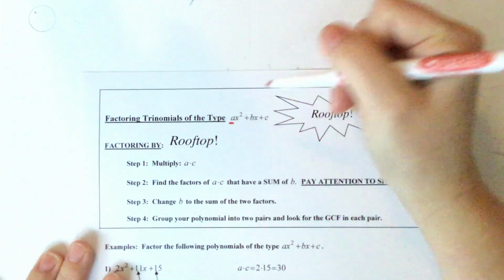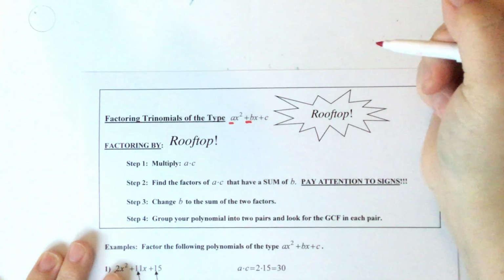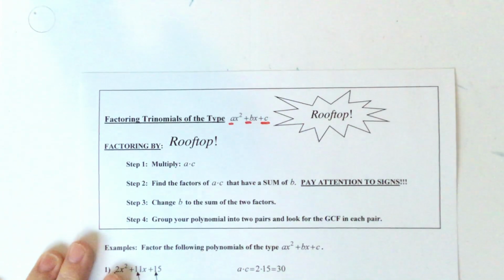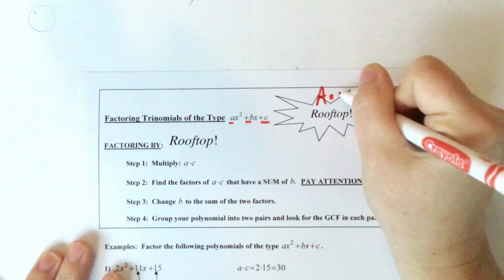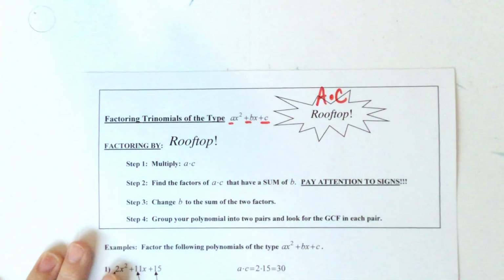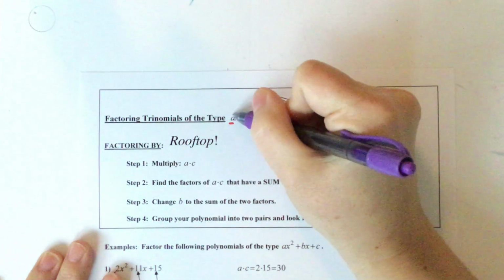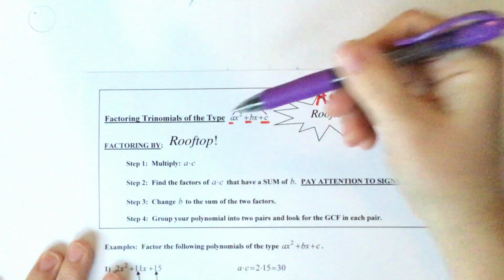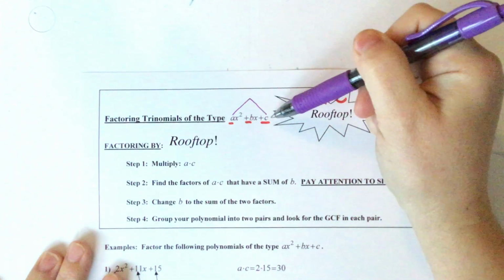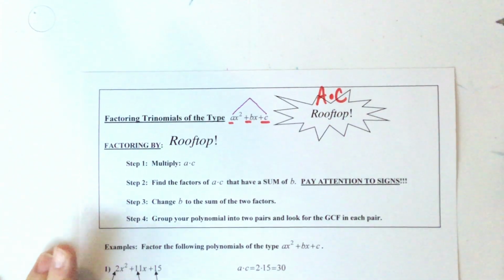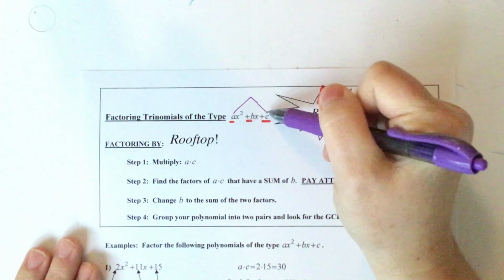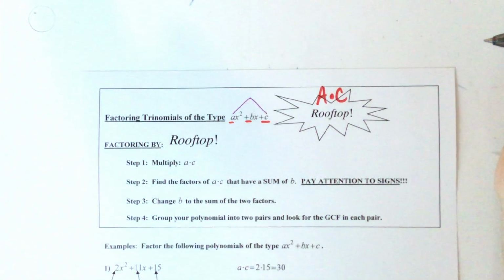A is the number in front of the x squared, B is the number in front of the x, and C is the constant. So I like to call this A times C rooftop. So the first thing you do is you take your A times your C and see how that looks like a rooftop. So that's one reason why it's called rooftop. So I take my A times my C, and that's how I begin the problem.